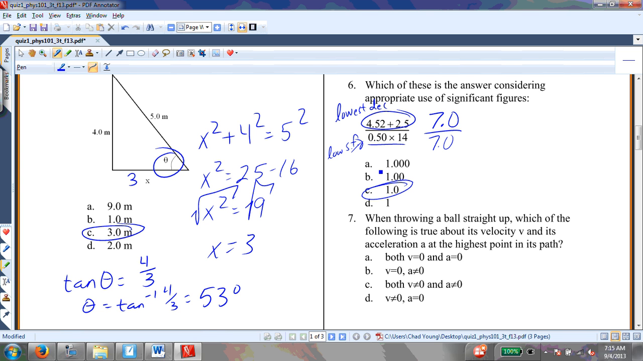When throwing a ball straight up, which of the following is true about its velocity v and its acceleration at the highest point in the path? When I throw something up, it goes up, it comes back down again. Up here, the velocity is equal to 0, so I know that that can't be true, nor that one. But the acceleration is not 0. The acceleration is always minus 9.8.